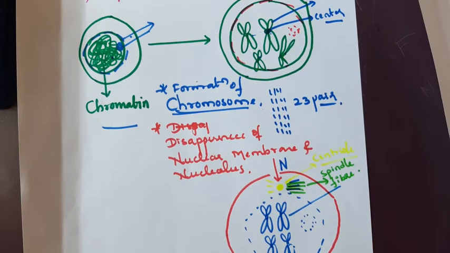Okay, then along with that, centrioles are the organelles which are present in the cytoplasm of the animal cell. Those centrioles start forming the spindle fibers.